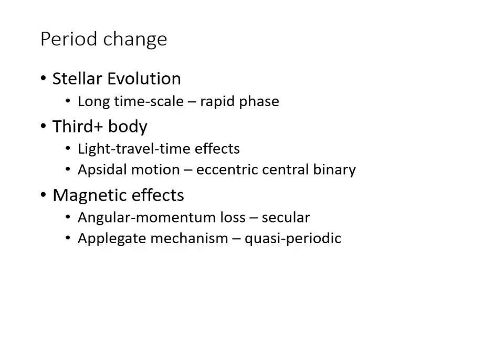And then there's another mechanism called the Applegate mechanism, where the angular momentum of a cool star is affected by its magnetic cycles, and that can end up in the dynamics of the system and actually moderate the period of the system, and that should be quasi-periodic, as the magnetic field of the cool star changes and goes through its cycle.